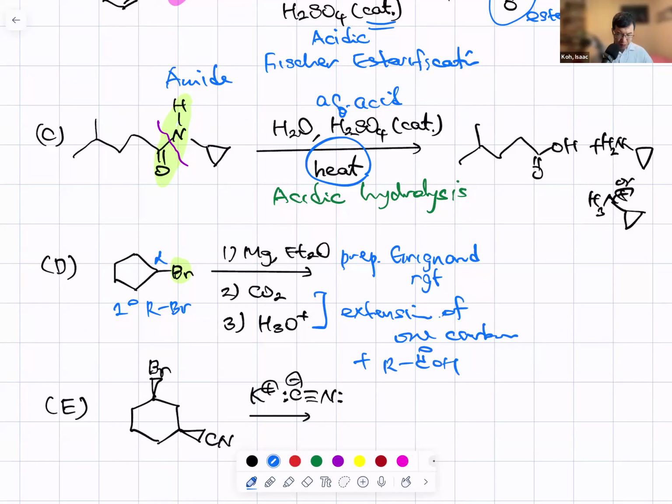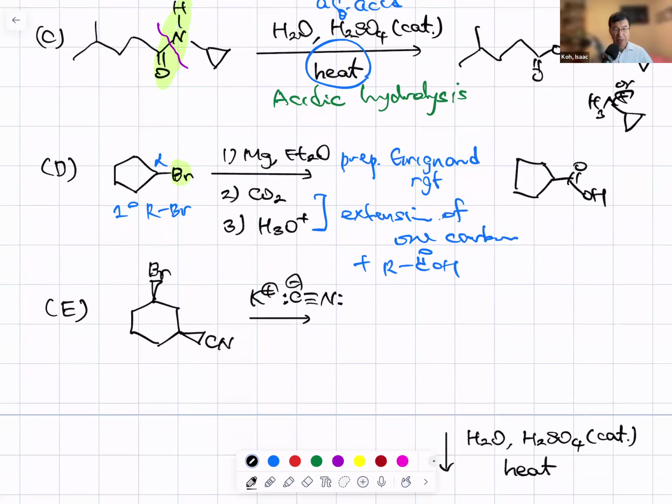We are making a carboxylic acid. So let's make this one, a carboxylic acid with one more carbon. That will be the product.